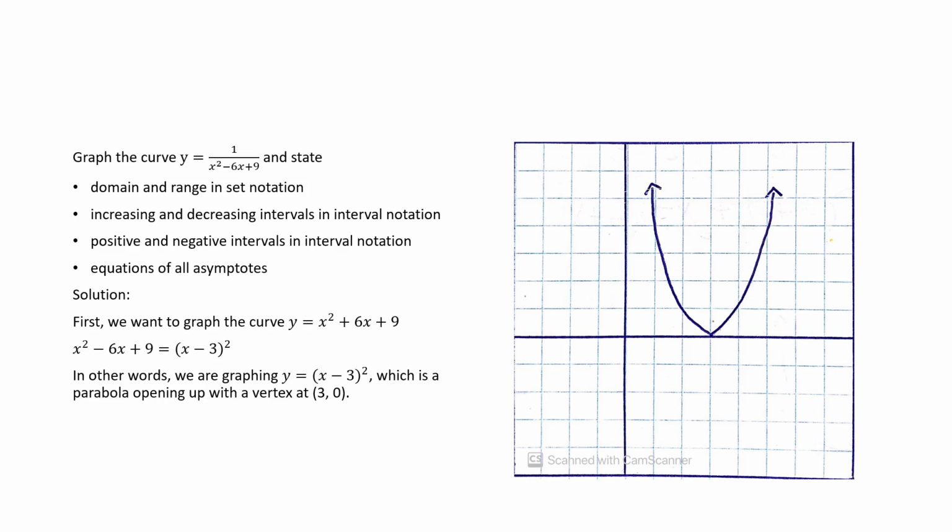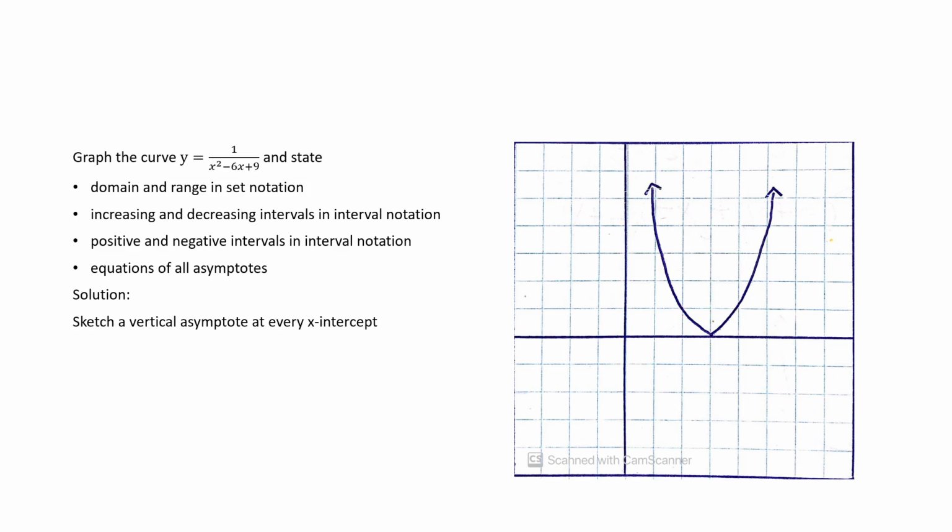Now, to show you really quickly what's going to happen, we're going to have a vertical asymptote at x equals 3, because that corresponds to an x-intercept. We're going to go through the points where y equals 1 or where y equals negative 1. We're going to graph a curve that treats those asymptotes like asymptotes, and the curve will look like this. And from there, we're going to be able to say our domain, range, etc. So here we go in order.